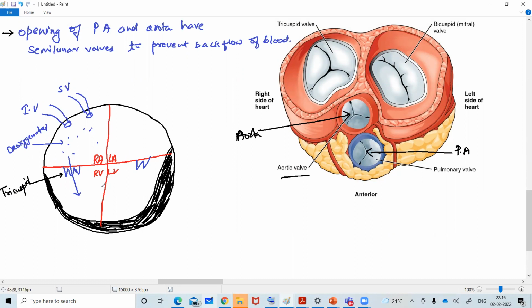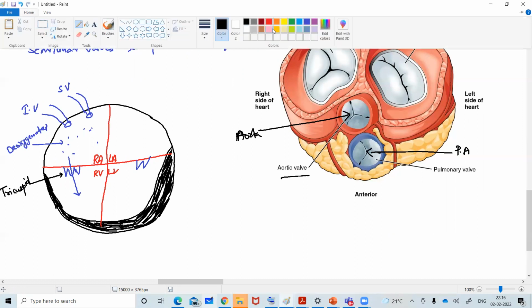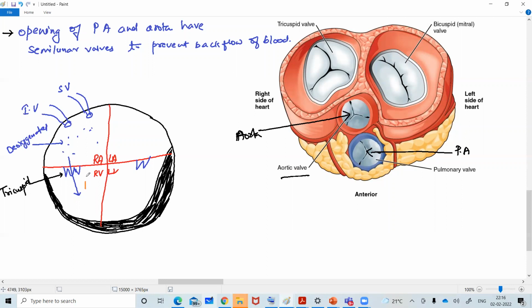Right now, from here, blood will go into lungs, and then from lungs it comes back. Now let me write the names of these blood vessels. This is pulmonary artery, this is pulmonary vein, this is carrying oxygenated, this is carrying deoxygenated. Now blood reaches here through bicuspid.